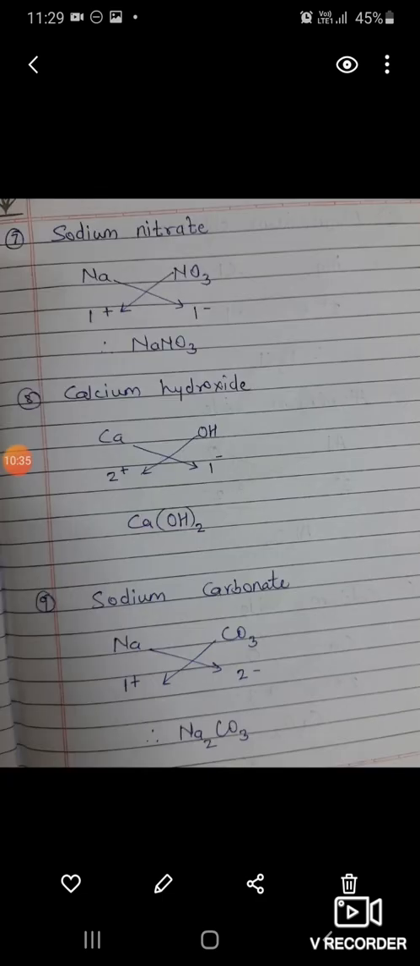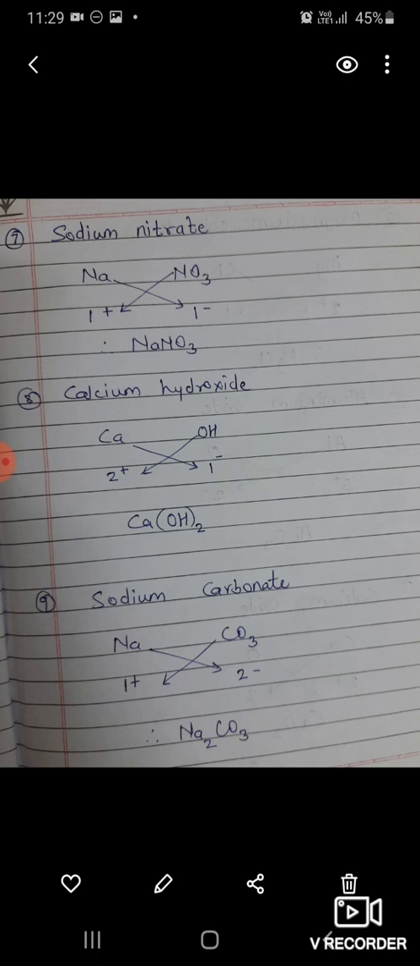Next example, sodium nitrate. Sodium Na. Nitrate is polyatomic ion, NO3. Okay. So if you will see that table, Na is 1 plus and nitrate is 1 minus. Okay. 1 will get cancelled after crossing. The formula is NaNO3.